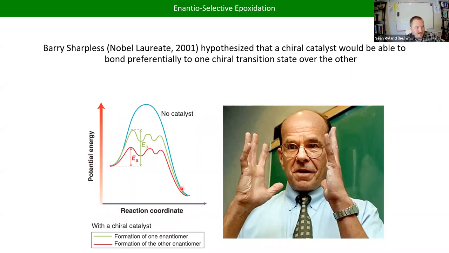And so if you add a catalyst, if you have a reaction where the blue line is with no catalyst, if you use a chiral catalyst, you can lower the transition state for one of the transition states relative to the other, which means you will make the red enantiomer faster than you make the green enantiomer. So the practical effects, I believe Sharpless taught at UCSD. I think he might still be teaching at UCSD.